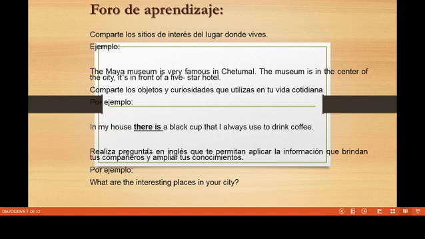And also you have to make questions in English to your partners. For example, what are the interesting places in your city? And then you have to answer the questions that your partners make to you.